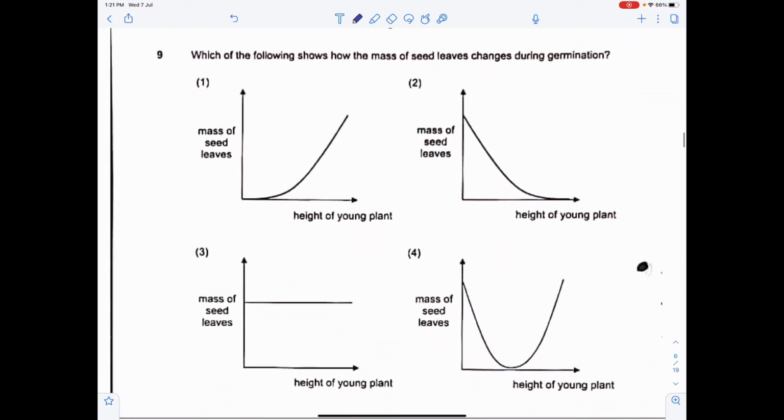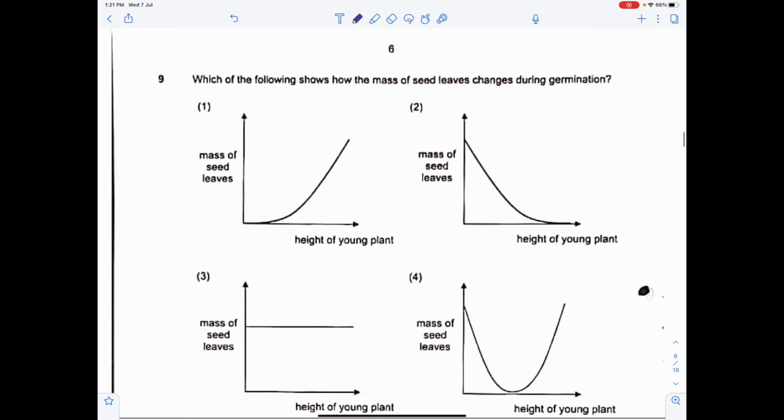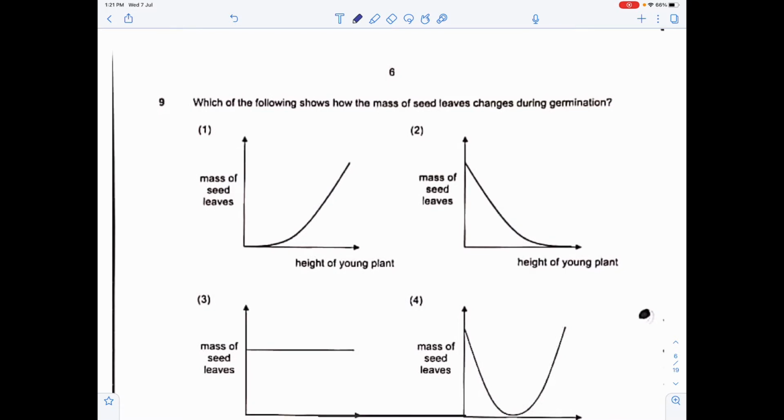Next. Question 9. Which of the following shows how the mass of seed leaves changes during germination? So you need to know what is the function of your seed leaves. The function of your seed leaf is to provide food for the seedling during germination, until the first true leaves have appeared.